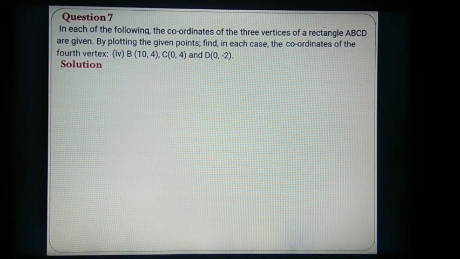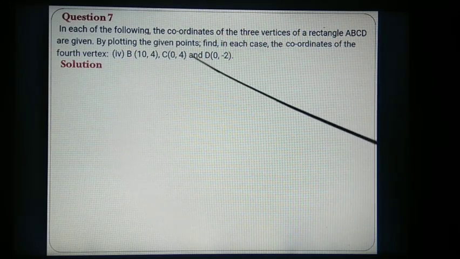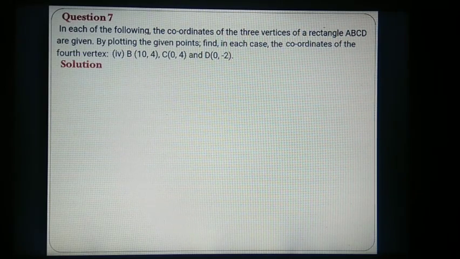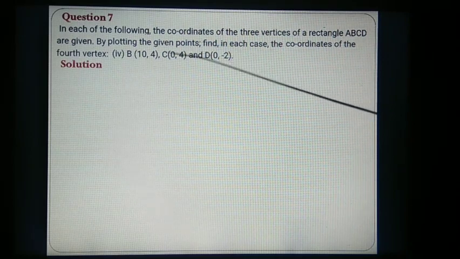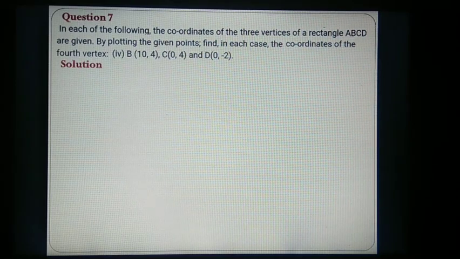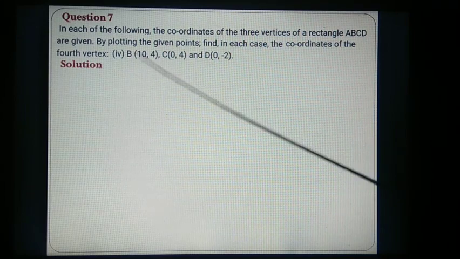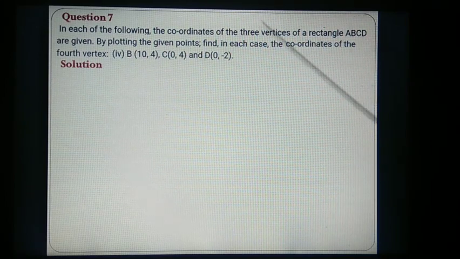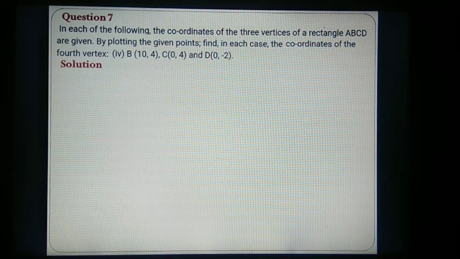Okay, so here in this question, in each of the following, the coordinates of three vertices of a rectangle ABCD are given. So there's a rectangle ABCD and the coordinates of 3 points are given. Now in each case you have to write the coordinate of the fourth one. Now there are many questions, I'm doing only the fourth question. So we see the three coordinates given are B, C and D. That means the coordinate of A is not given, and we are supposed to find the coordinate of A, right?